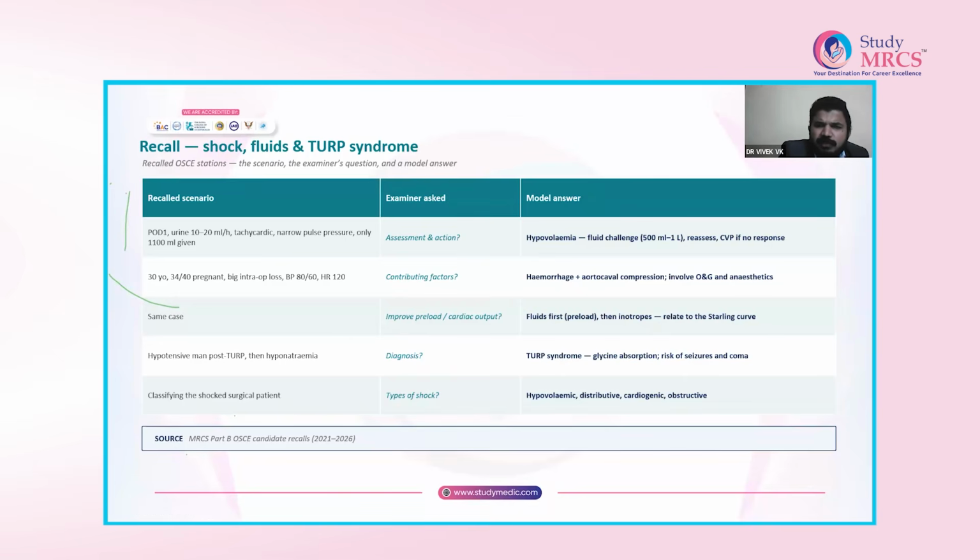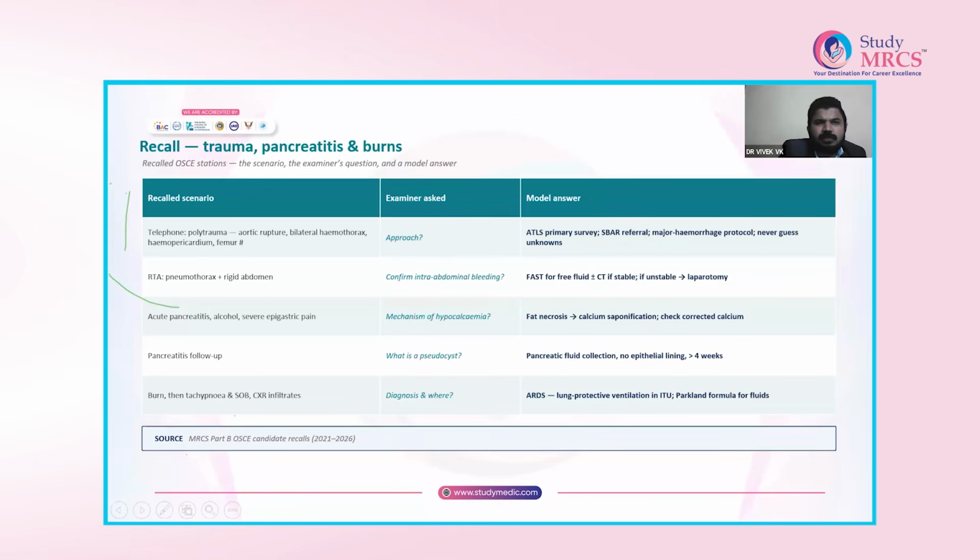We have already described the hypovolemic, distributive, cardiogenic, and obstructive shock. Trauma, pancreatitis, and burns. Polytrauma, aortic rupture, approach with ATLS and massive transfusion protocol. Pneumothorax plus rigid abdomen. How will you confirm the intra-abdominal bleeding? First, focused assessment with sonography for trauma. CT if the patient is stable, and if unstable, directly laparotomy.